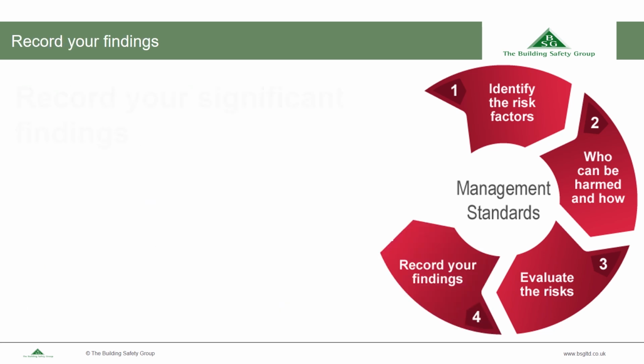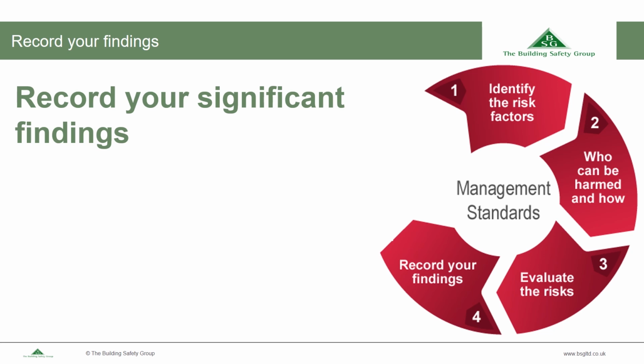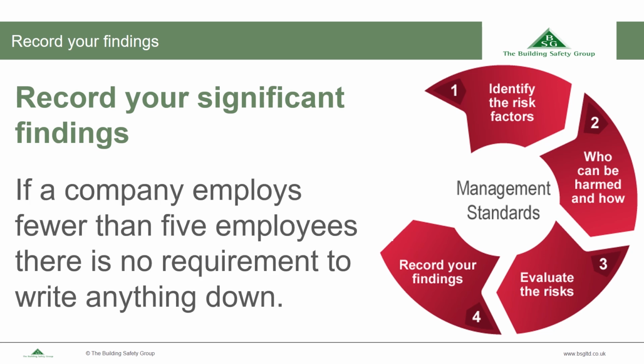Step 4. Record your significant findings. If a company employs fewer than 5 employees, there is no requirement to write anything down, but it may be useful to make a record as it can be reviewed at a later date, for example if something changes. If a company employs 5 or more employees, it is a legal requirement that the assessment is recorded. Any assessment produced should help to communicate and manage the risks in the business. For most, this does not need to be a big exercise, just a note of the significant risks and what control measures have been put in place to manage that risk.